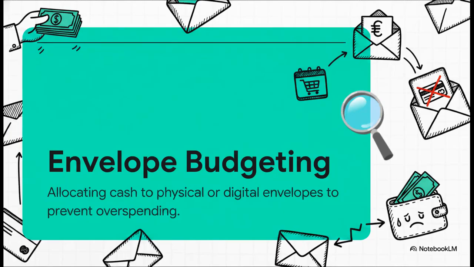The third required method is envelope budgeting. This is really more of a behavioral strategy. You allocate cash into physical or nowadays digital envelopes for specific spending categories, particularly for variable expenses like entertainment or eating out. And here's the catch. Once the entertainment envelope is empty, the fund stops for the month, period. It creates a hard boundary that strictly limits you and prevents you from mindlessly swiping a debit card.